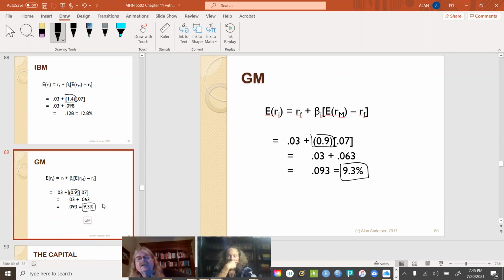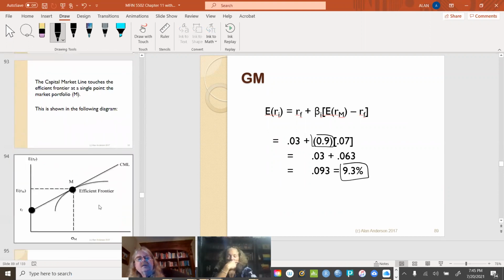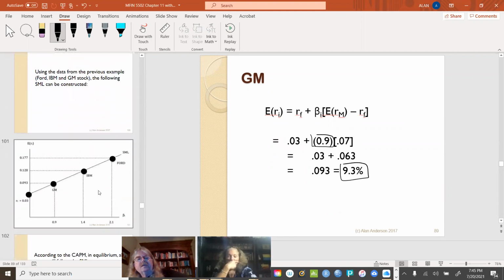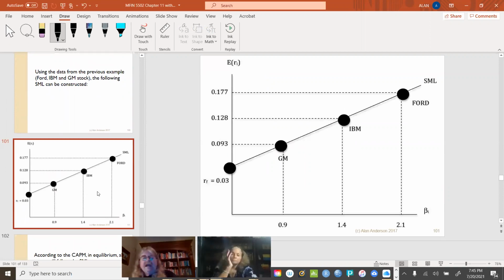Now, the interesting part here is that if you plug this in to this formula, let me jump ahead a little bit here for you. There they are. And you can see the direct trade-off between all 3 of them. General Motors, the beta is 0.9 and the return is only 9.3%. IBM is at 1.4 and its return is up a little higher to 12.8%. And then finally, with such a high beta, Ford has a return of 17.7%. And you can see that the relationship between risk and return, according to this theory, is in fact a straight line.